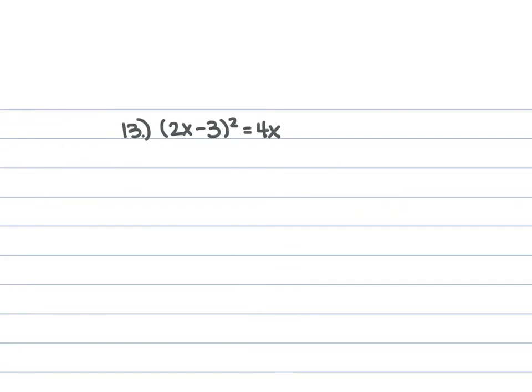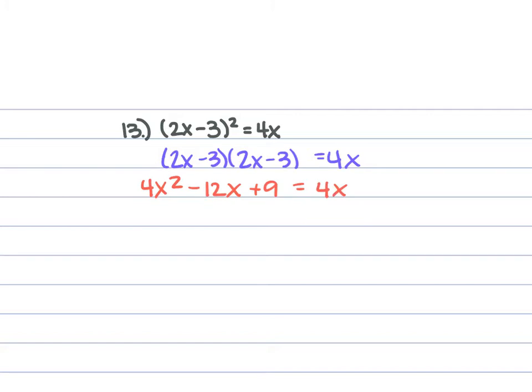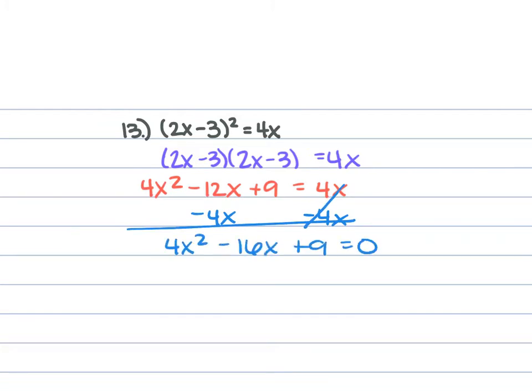For 13, we have 2x minus 3 squared is equal to 4x. So again, I'm going to FOIL this because I can't take the square root of both sides and be left with a radical still. So we're going to do 2x minus 3 times 2x minus 3 is equal to 4x. We're going to get 4x squared minus 6x, so that's minus 12x, plus 9 is equal to 4x. We're subtracting the 4x from each side. So 4x squared minus 16x plus 9 is equal to 0.